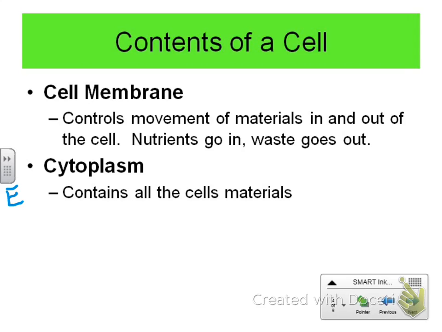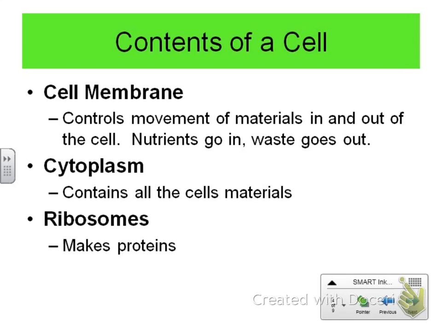So looking at your definitions, we've said that cytoplasm is E, contains all the cell materials. What number do you think it is, Stephen? 5. Everybody agree with Stephen? Anybody disagree? Okay. All right, so we've got the cell membrane that's on the outside. We've got the cytoplasm that fills in all of that empty space within the cell. Okay, so next what we're going to talk about is ribosomes.